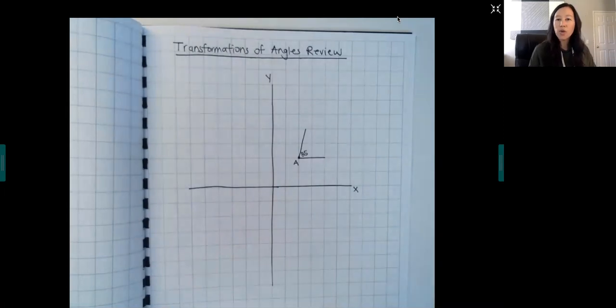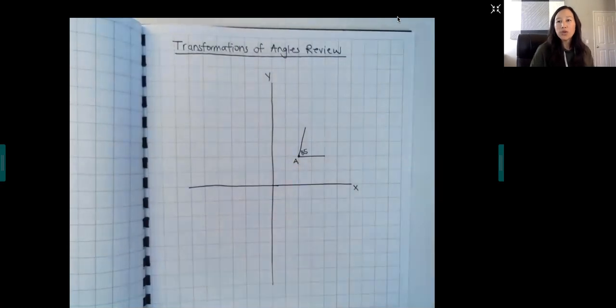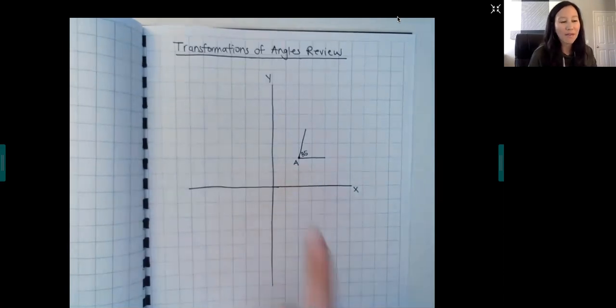And just to help you remember, right now in this unit, they like to ask us a lot of questions about the angle and the image and the pre-image. So if the angle that you start with is 85 degrees, any transformation that you're doing right now, that angle does not change. So they keep asking, if the angle A was 85 and then you translated it, what would the angle be?